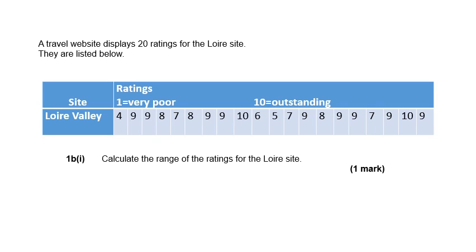Okay, so after quite a long question, we're into a nice, shorter, easier one here. A travel website displays 20 ratings for the Loire site. They are listed below. Okay, so a rating of 1 is very poor, so that's the lowest rating. A rating of 10 is outstanding, and you can see there's 20 different ratings out of 10. Okay, and it's asked to calculate the range.